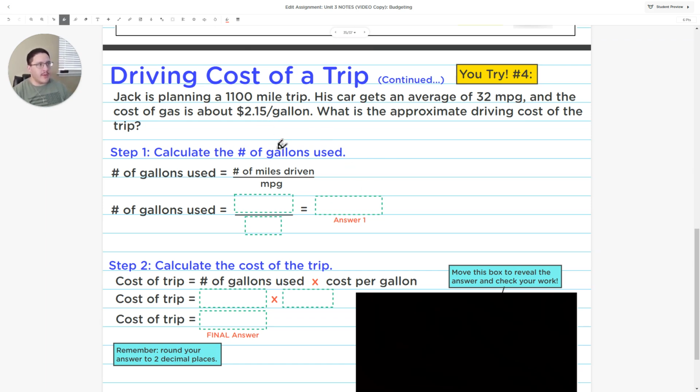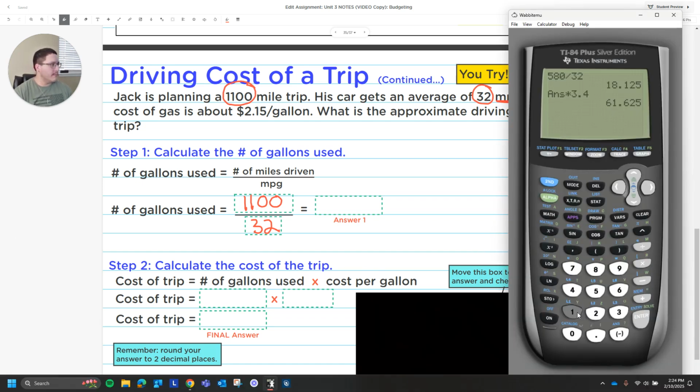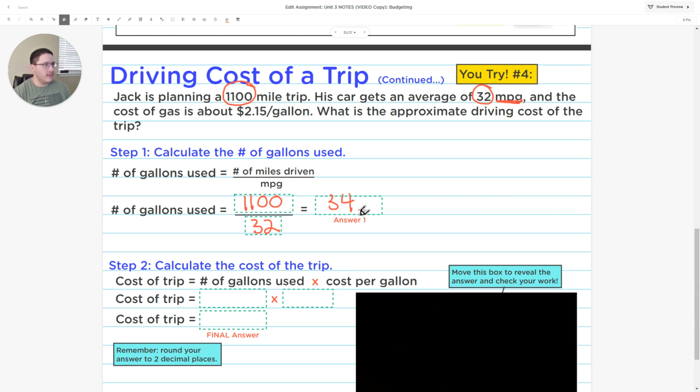So to calculate the number of gallons used, we're going to use the number of miles that we're going to drive for the trip, which is 1,100. And we're going to use the fact that his car gets an average of 32 miles per gallon. So 1,100 divided by 32, and we get 34.375. So this is the number of gallons used for this 1,100 mile trip.